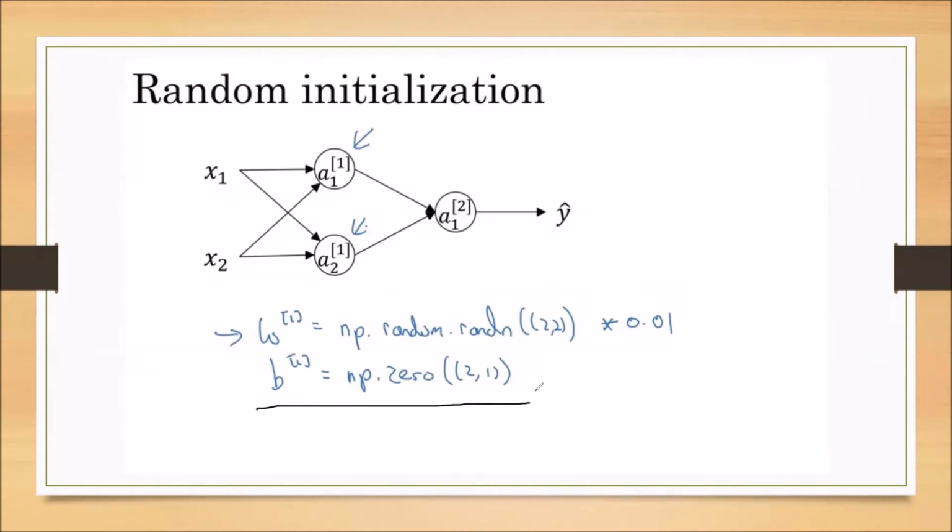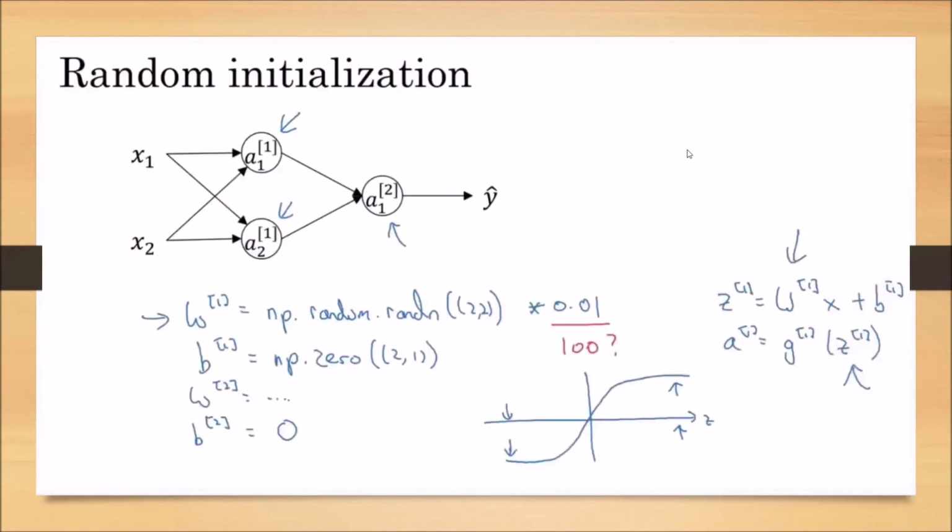Already we have discussed, even if we initialize b with zeros, there is no problem. So we are taking all elements in b as zeros, because we have 2 activation units in the first layer, so the matrix size of b is 2 by 1. Now the question remains the same. Why are we multiplying with 0.01? Why don't we multiply with any value like 100 or 1000?